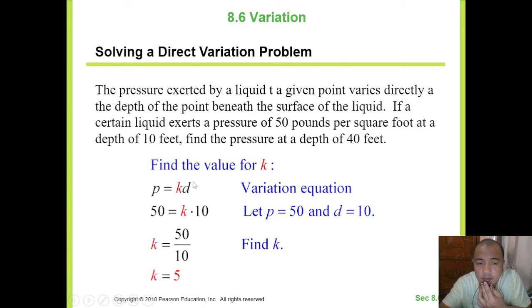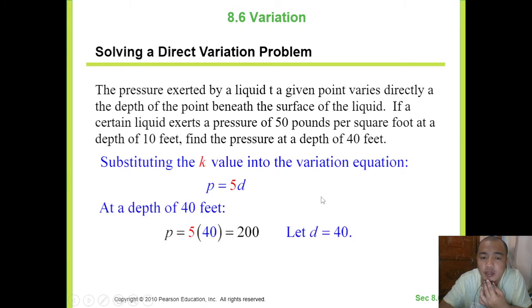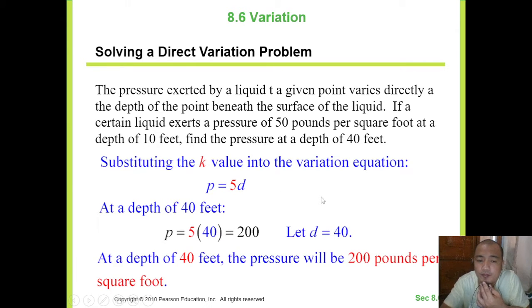So we will now substitute 5 in the variation equation. So it will become P equals 5D. Now we have here the question. Find the pressure at a depth of 40 feet. Okay, let us find P when D is 40. So 5 times 40 is 200. So this is now the answer. At a depth of 40 feet, the pressure will be 200 pounds per square foot.